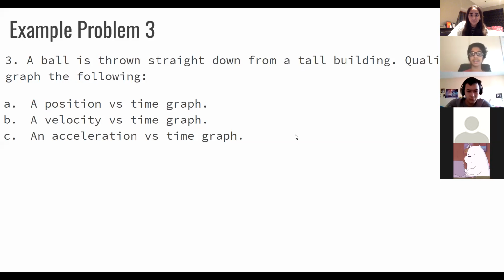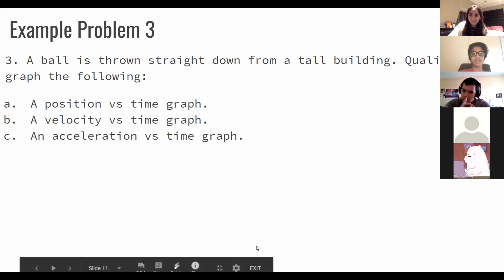It's like a parabola, right? Kind of goes like this and then back, right? So that's what the position versus time graph really ends up looking like.